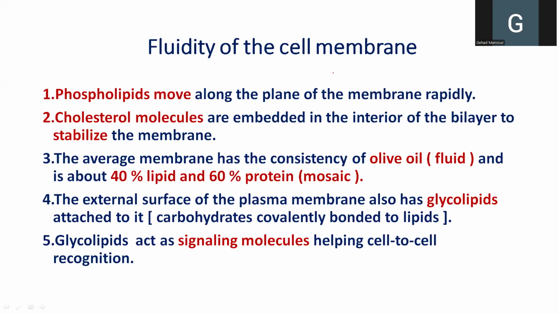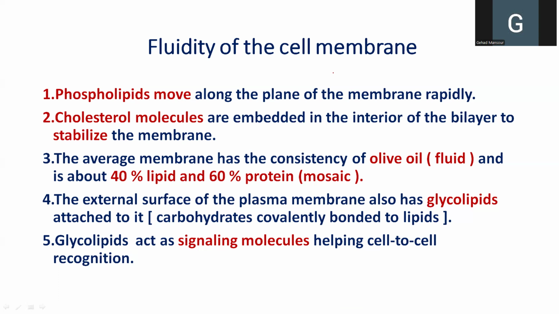And the cell membrane consists of phospholipids, but there are proteins embedded in the phospholipid bilayer. Imagine that those proteins that are embedded in the phospholipid bilayer represent 60% of the mass of the cell membrane, and they are responsible for this mosaic appearance of the cell membrane, whereas the lipids represent only 40%.